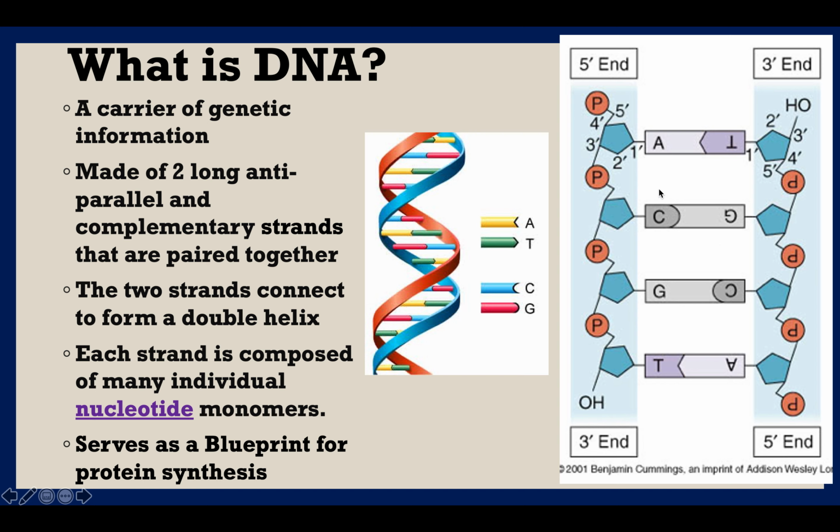A nucleotide is just one of these bases. These are nitrogenous bases. We have A, T, C, and G. When we pair this with another one, that is what we call a nucleotide monomer.